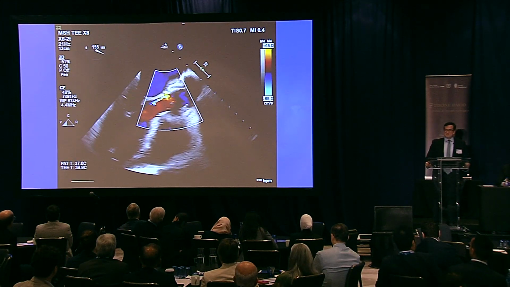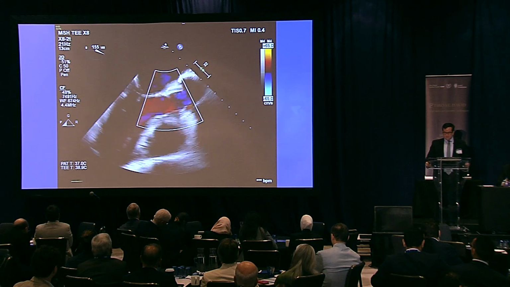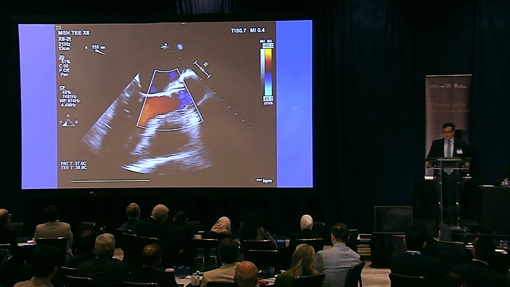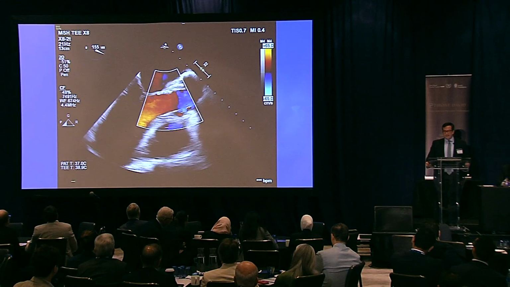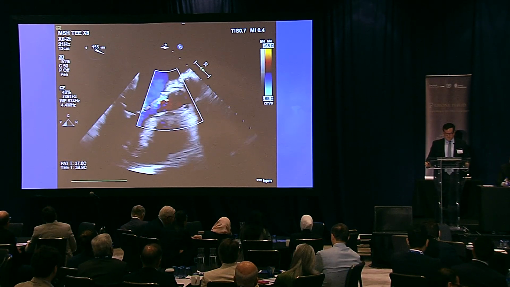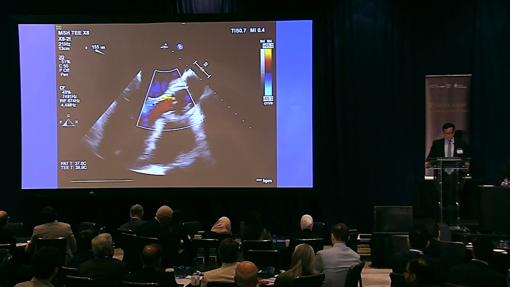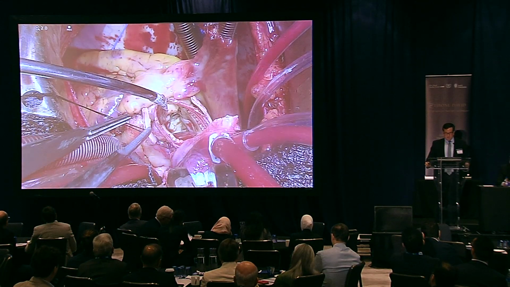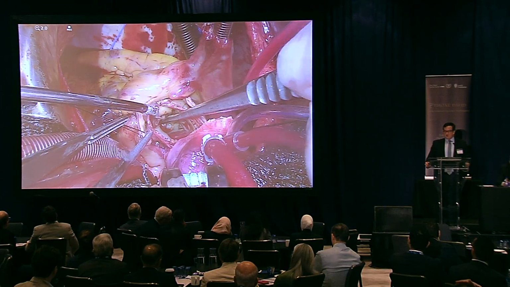We did the cusp plication of the right, and then we noticed more definitively that there was a commissural leak here as well. Again, looking back, it seems very obvious that there were two jets, but in the operating room, it was not appreciated. So we reclamped a second time, and this time we went back and did the commissuroplasty.